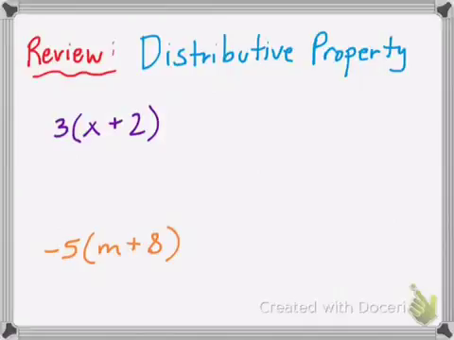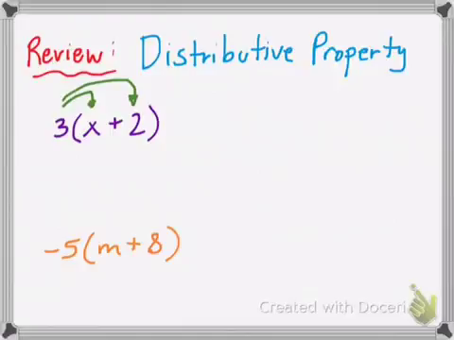Next, let's review the distributive property. The distributive property is something you should have learned in 6th grade, but let's just do a quick review. So here are 2 examples. The one in purple, we read it as 3 times the quantity of x plus 2. When we distribute, we take the number on the outside and then we give it, or multiply it, to both of the values, or whatever's inside the parentheses.